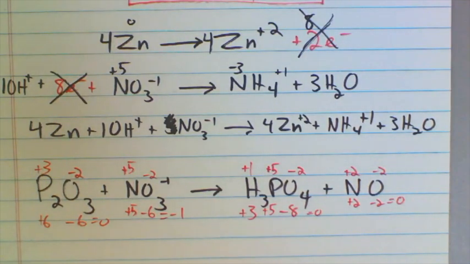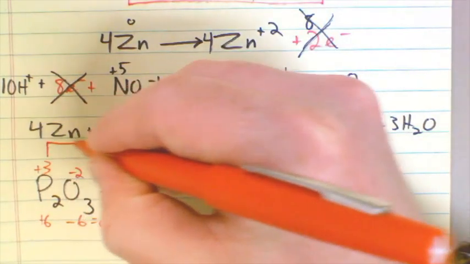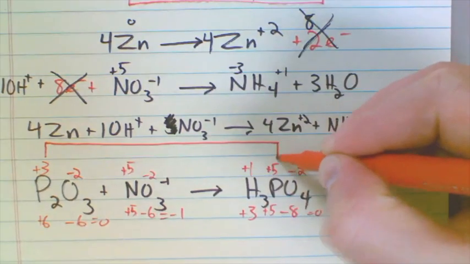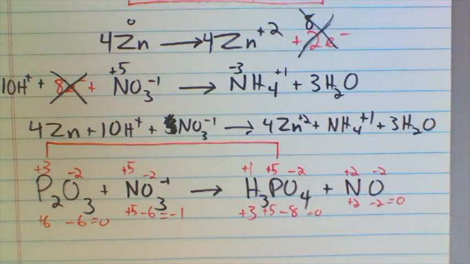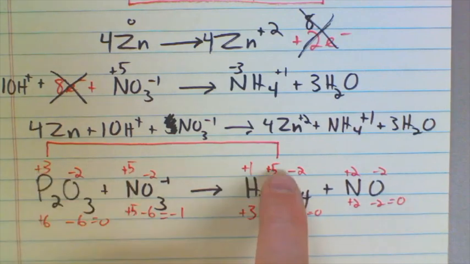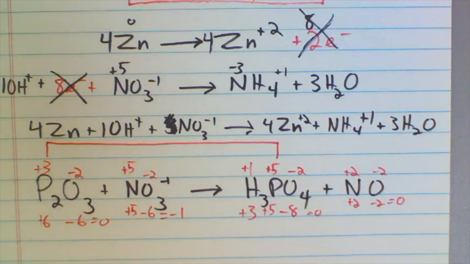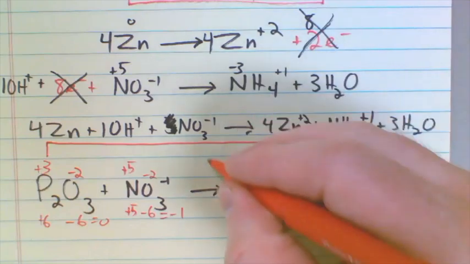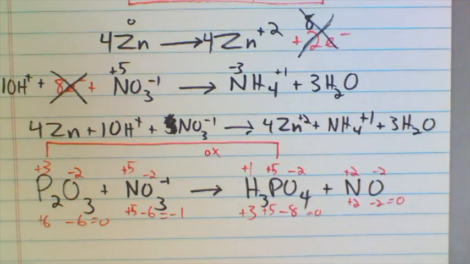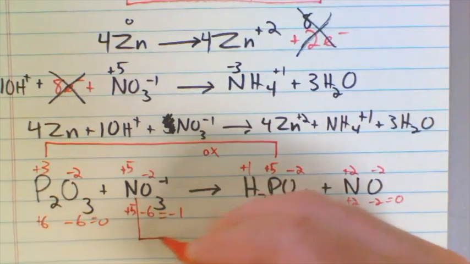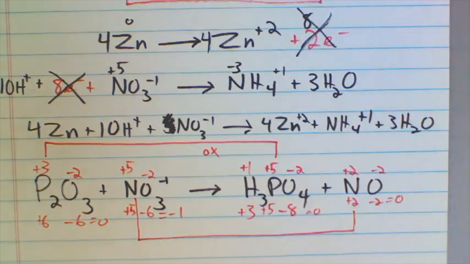Now it's time to figure out which ones are oxidation, which ones are reduction. So which one is being oxidized? Yeah, the phosphorus. How do we know it's getting oxidized? Remember, oxidation is a loss of electrons. So if you're losing electrons, you get more positive, since electrons are negative. Oxidation is a loss of electrons, and then reduction is a gain in electrons.